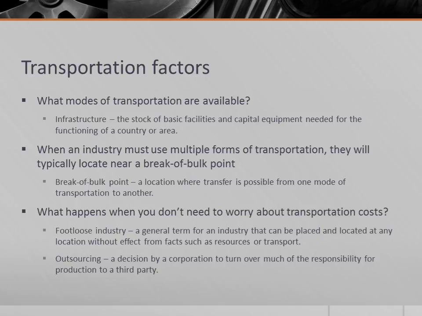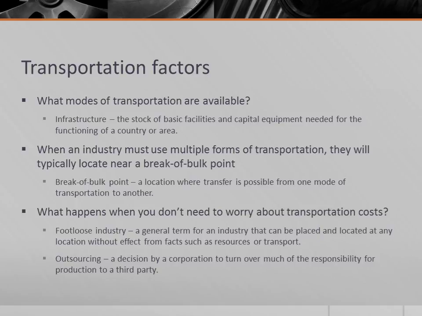Other things that you have to consider when it comes to transportation. Obviously, we just know that heavier items are going to cost more to transport. But there's other questions that need to be addressed. Like, what modes of transportation are available? What kind of infrastructure do you have? We've talked about infrastructure throughout the year, but what is it? So infrastructure is the stock of basic facilities and capital equipment needed for the functioning of a country or area. So modes of transportation are part of infrastructure, but also utilities are part of infrastructure. There's a lot of different things that fit under the definition of infrastructure. And that applies to transportation, at least in this case.